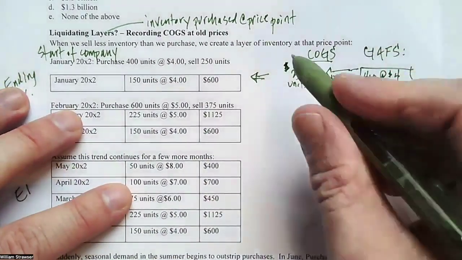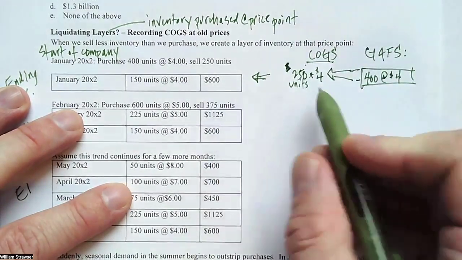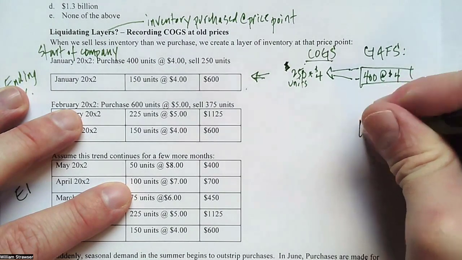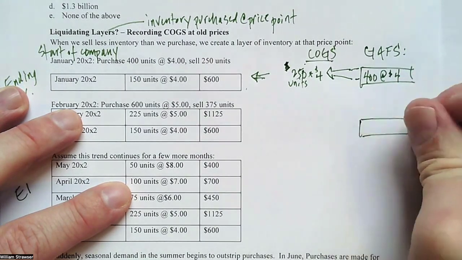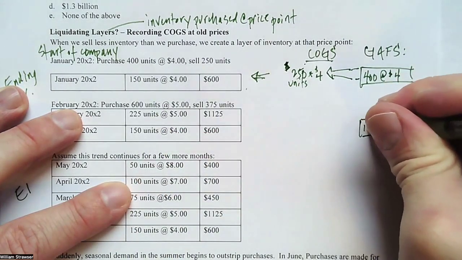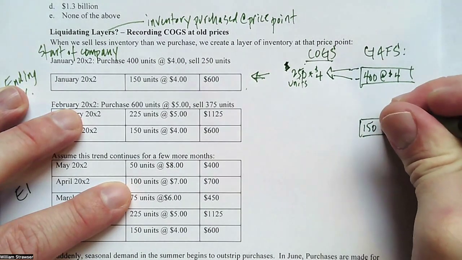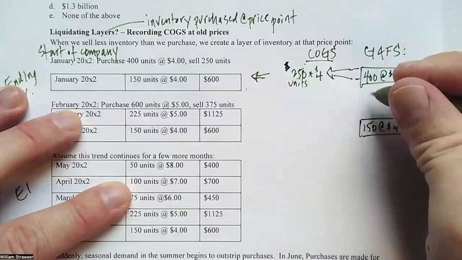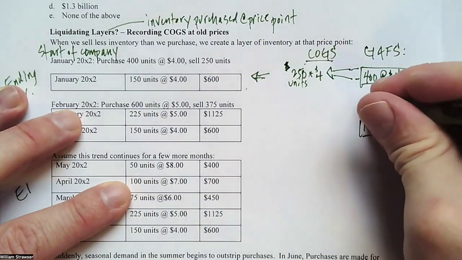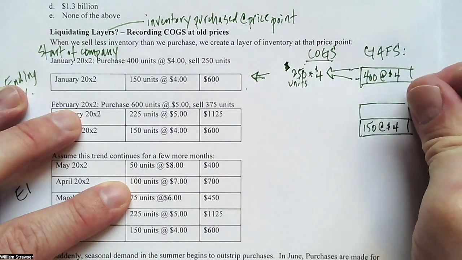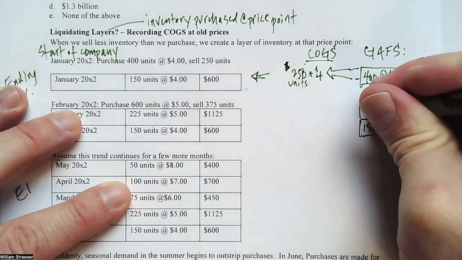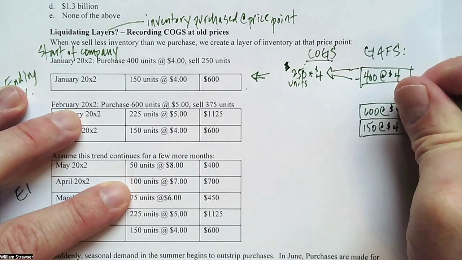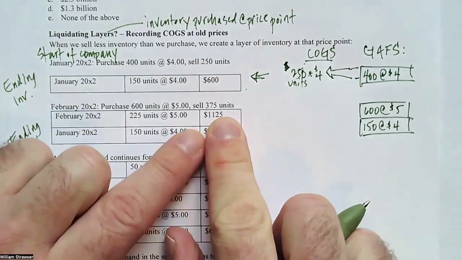But then suppose we buy 600 units in the next month and we sell only 375. So now this is what our ending inventory is, which means it's going to be our beginning inventory at the start of the next period. In my ending inventory, I had 150 units at $4. But then I purchased 600, so my goods available for sale would be my beginning inventory and my purchases. And then I sell 375.